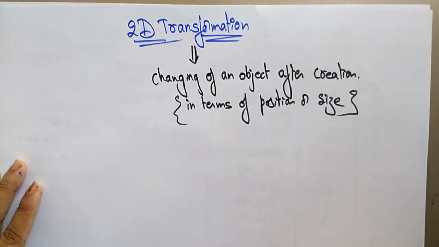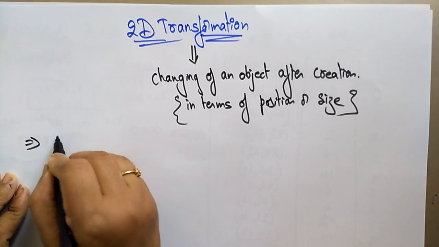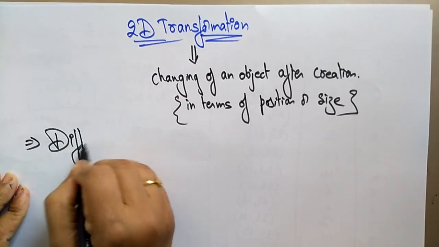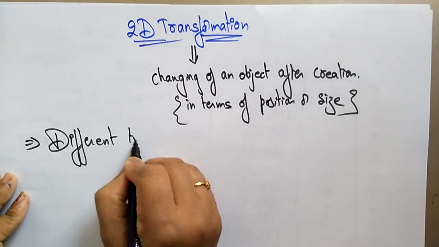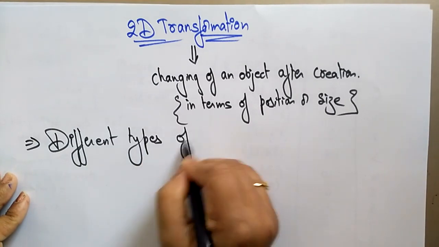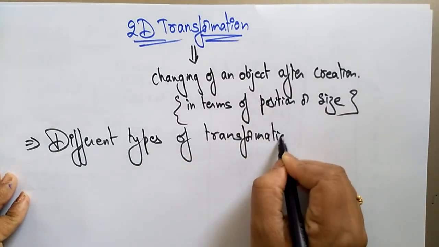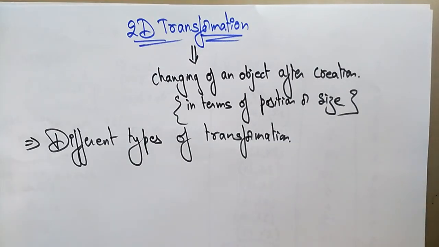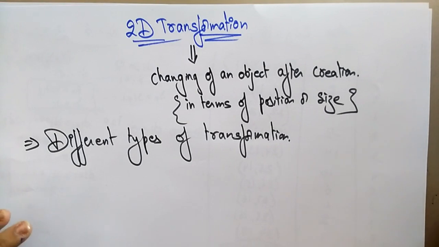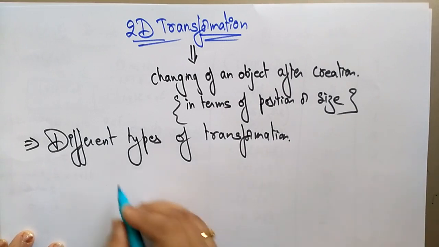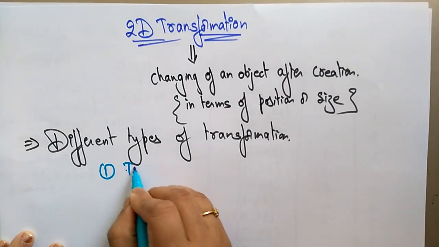There are different types of transformations. Let me write that. Different types of transformation. What are the different types of transformations that are present in 2D or 3D, whatever it may be? The same concept, but only the coordinates will be different for the 2-dimensional and the 3-dimensional.